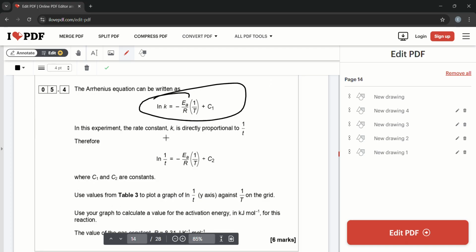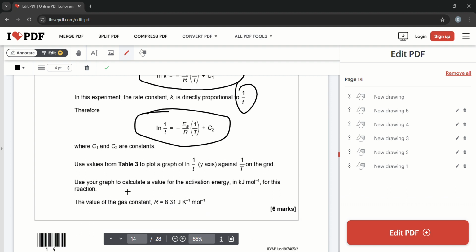In this experiment, rate constant k is directly proportional to 1 over t. Therefore, ln 1 over t is equal to minus Ea over R times 1 over T plus c2. Use values from table 3 to plot a graph of ln 1 over t on the y-axis against 1 over T on the grid.